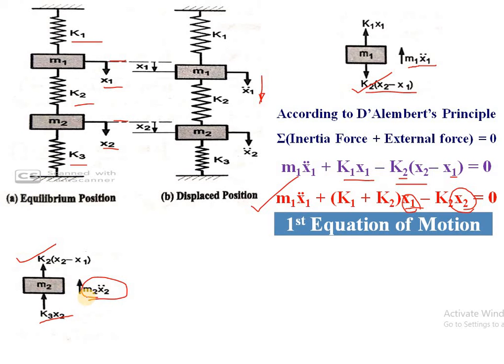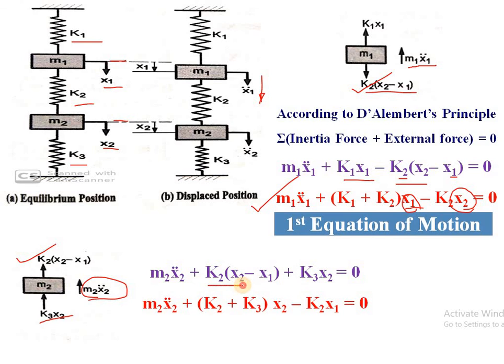Now writing the equation according to D'Alembert's principle, m2 x2 double dot plus K2 in bracket x2 minus x1 plus K3 x2. All the forces are in the same direction, so all are positive, equals 0. Now rearranging the terms, m2 x2 double dot plus, taking the x2 term first, K2 plus K3 in bracket x2 minus K2 into x1 equals 0.